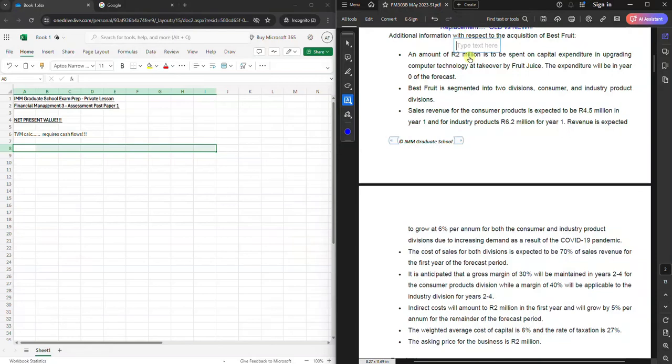What is capital expenditure? What is CapEx? It's an upfront payment. For what? For, in this case, upgrading computer technology. Yes, so it's actually capital in nature. So when you're looking at capital expenditure, CapEx relates to purchasing an asset acquisition. Remember, this is seen as investment. So this would be the initial outflow.